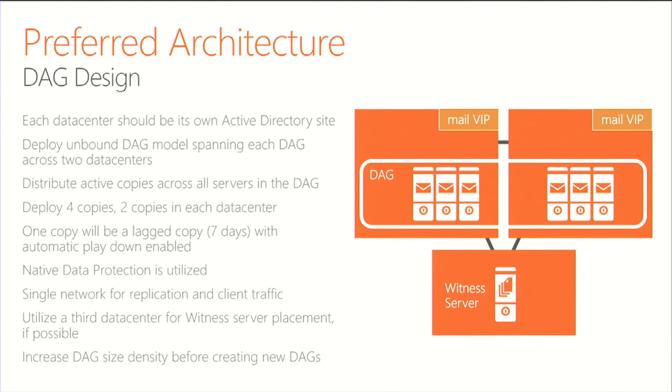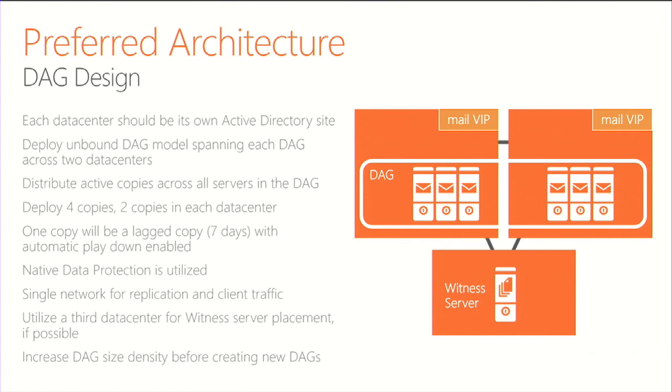Obviously, we recommend an unbound DAG model, where you're deploying your mailbox servers across your Active Directory sites, and each and every mailbox server is hosting active database copies. So you're dispersing your database copies across all your mailbox servers. How many copies? 4. 2 in each data center. One of those is going to be a lag database copy. That lag database copy is going to be configured at a minimum of 7 days replay lag time. And it will be configured to automatically play down in the event of a problem.